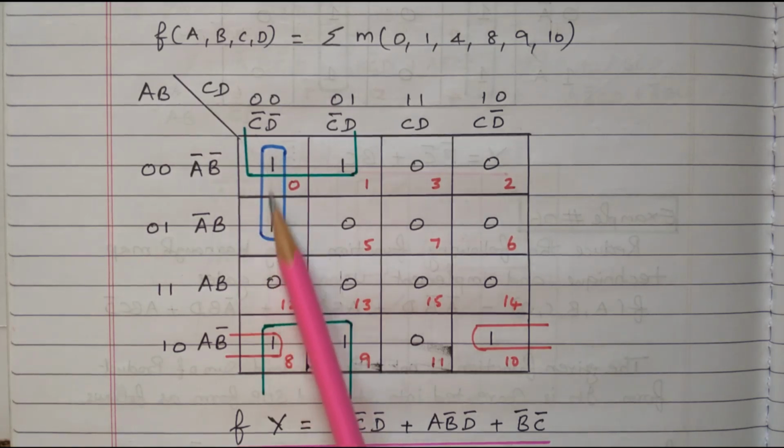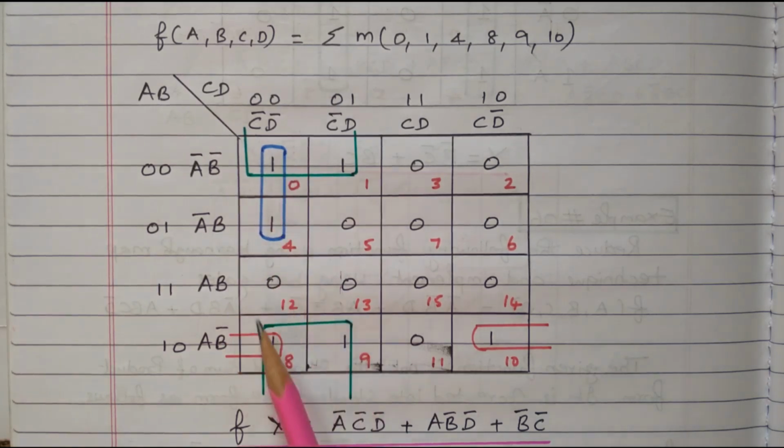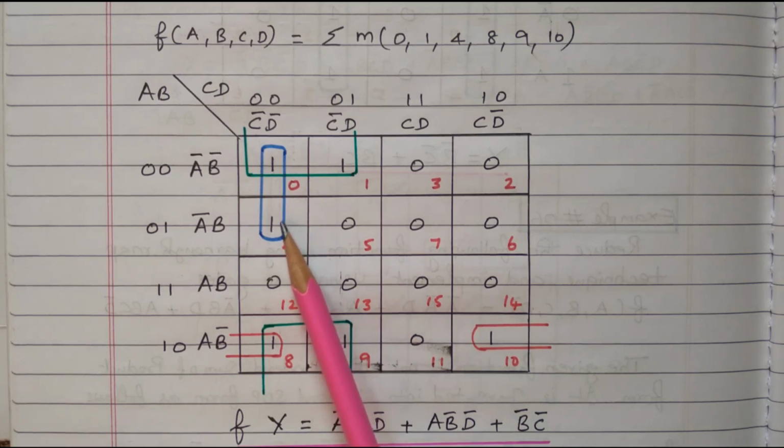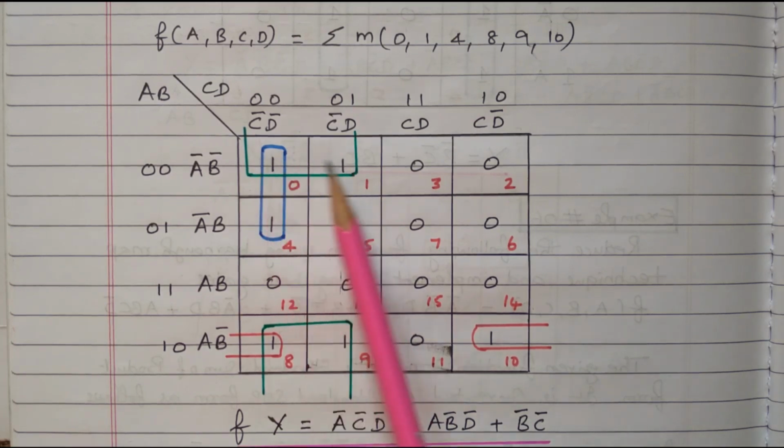In a horizontal manner, we grouped one more grouping. So there are 3 groupings available: this green color grouping 1, red color grouping 2, and blue color third grouping. Now we'll see the simplification. So these 2 ones and these 2 ones are grouped together.